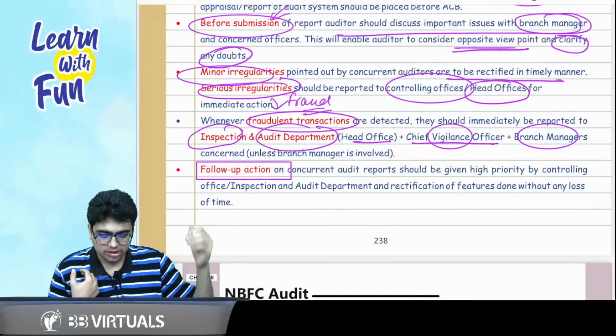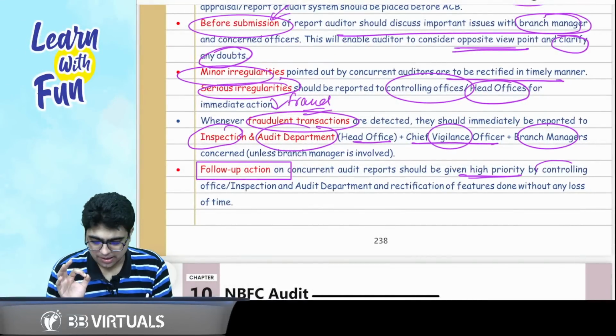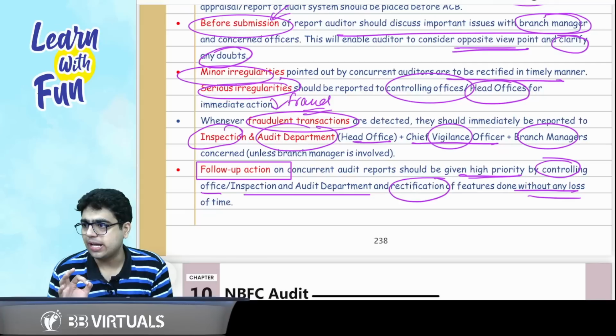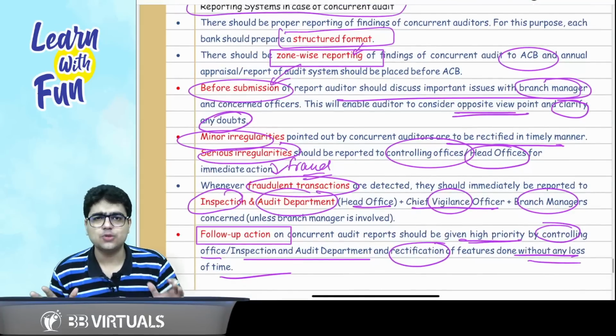Follow-up action on the concurrent audit report should be given high priority by the controlling office or inspection audit department, and rectification should be done without any loss of time. Okay? So this is all about bank audit.